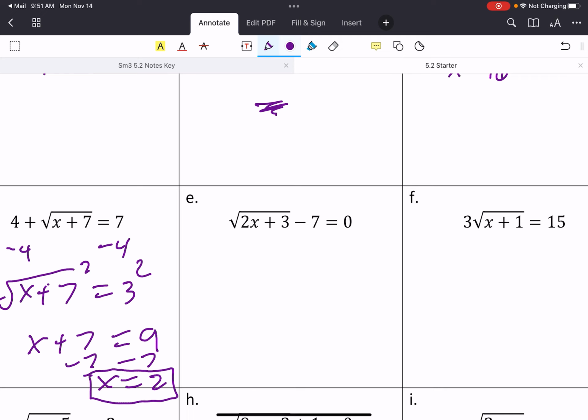Don't mind my handwriting. No, I think 2 is right. Okay, so the first one is done, so you can check your work and check your process. You got it right. Go ahead and do D.